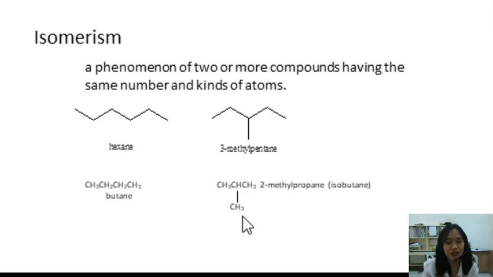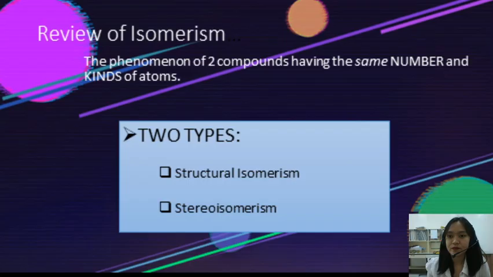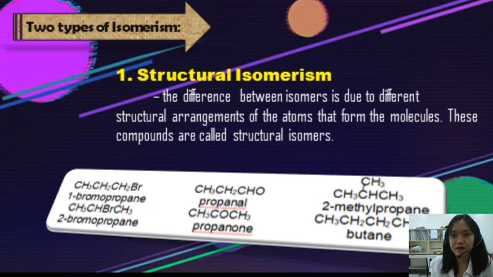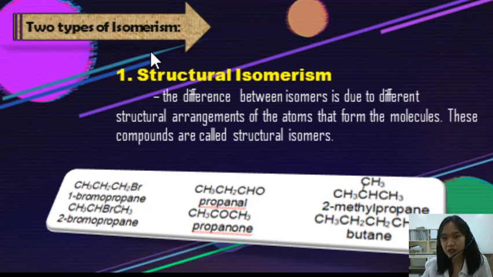Magkakaiba-ibang compounds but they have the same number and kind of atoms. They just differ in the arrangement of the atoms. Okay. So, yan. You have the phenomenon of two compounds having the same number and kinds of atoms. So, you have two types of isomerism. Here we will discuss the different types of isomerism. You have structural isomerism and stereoisomerism. Okay, first type is the structural isomerism.